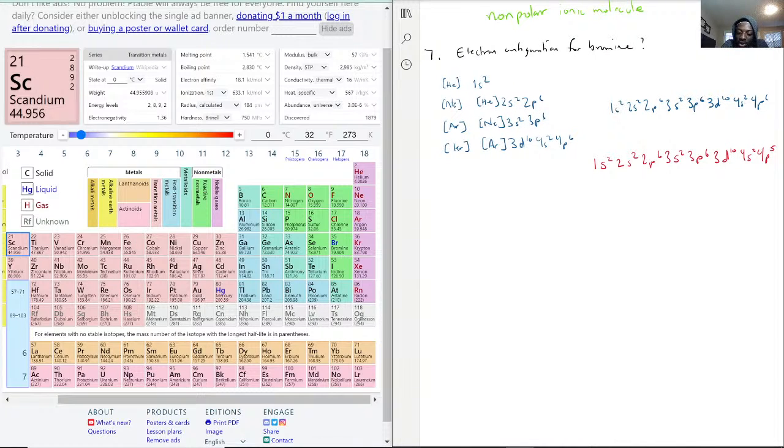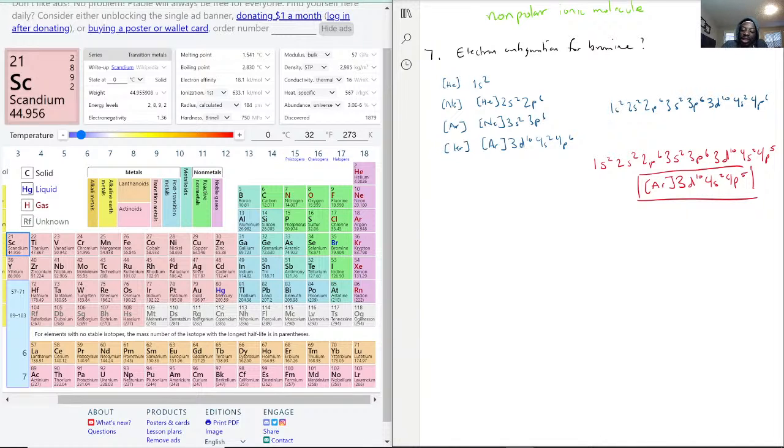And if you want to write down the shorthand version, it would be starting at argon, the most recent noble gas, like with the krypton, and we just have to fill out the valence shell, and including also the D level as well. So the 3d10, 4s2, 4p5 would be the shorthand version for bromine.